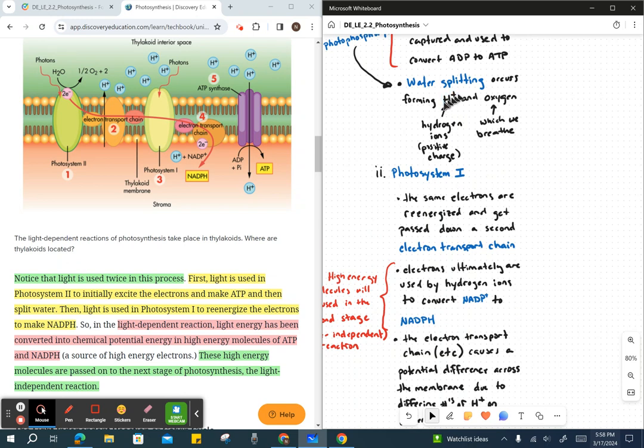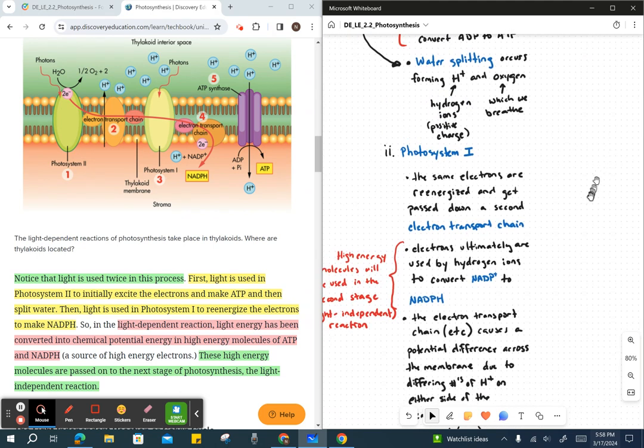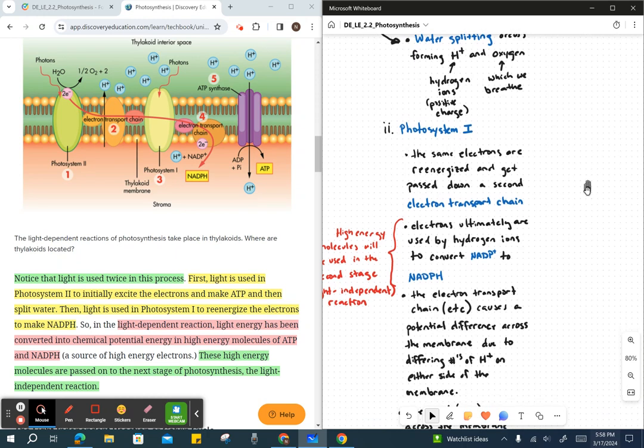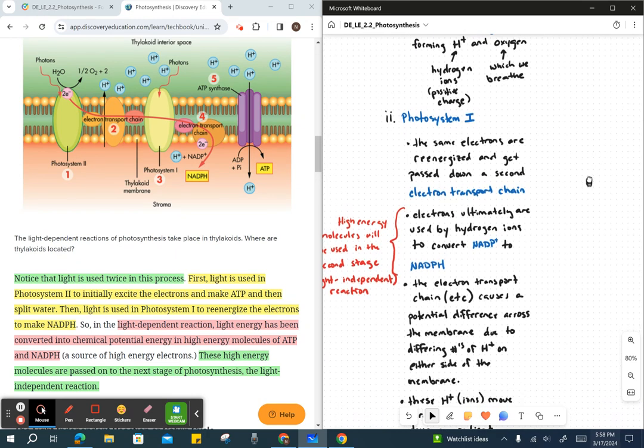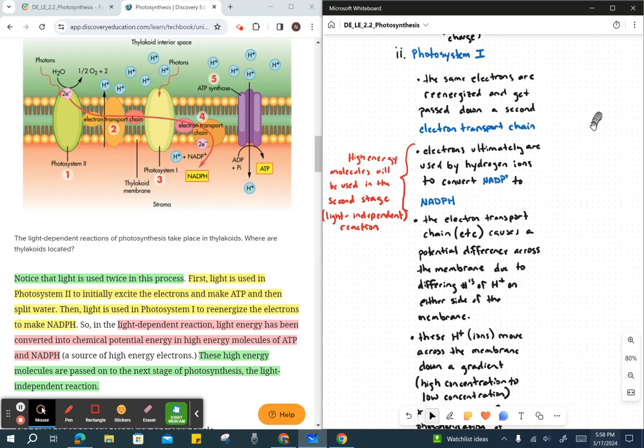Notice the positive charge there, a cation, right? It's a positive charge. These are going to be essential in this whole process. That's the whole purpose of water splitting, is to produce those hydrogen ions. Photosystem 1. Okay, so again, take a look at this picture.